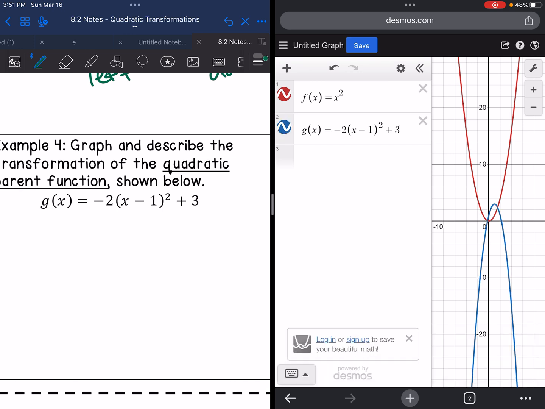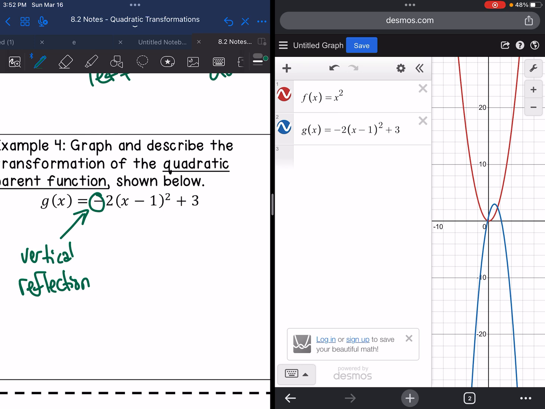And so we can see there's a couple of things happening here. This has been flipped over. So definitely I want to say that there has been a reflection. And that reflection is from that negative sign. All right, so we've got a vertical reflection. It's flipped over the x-axis. All right, and then this also looks skinnier, right?